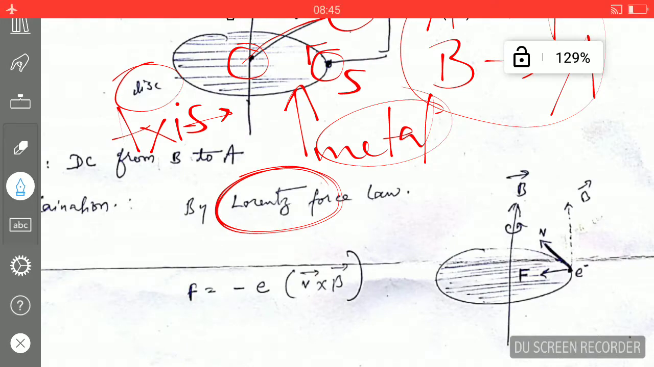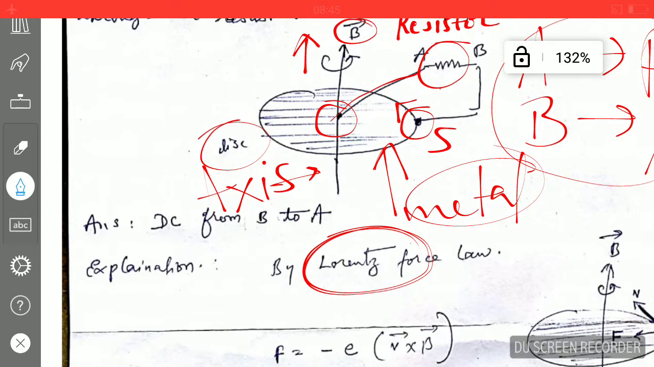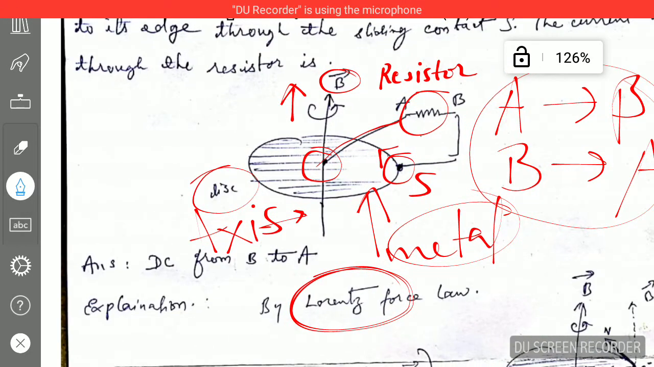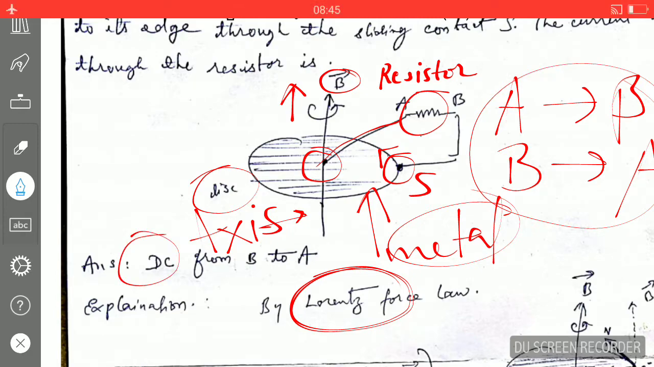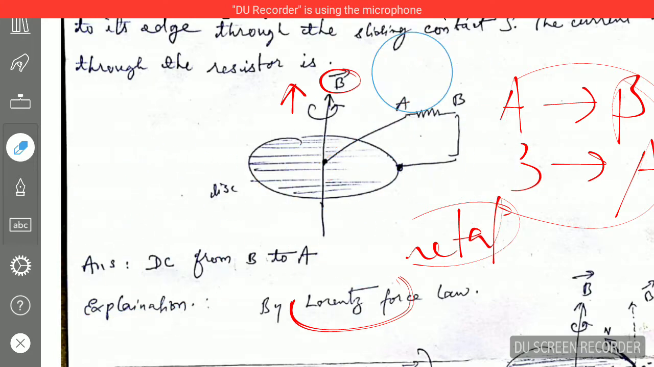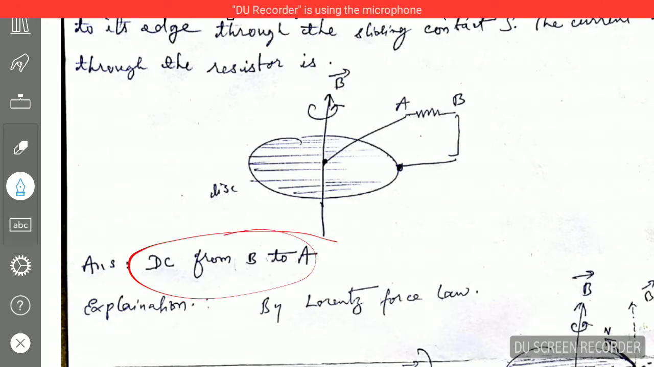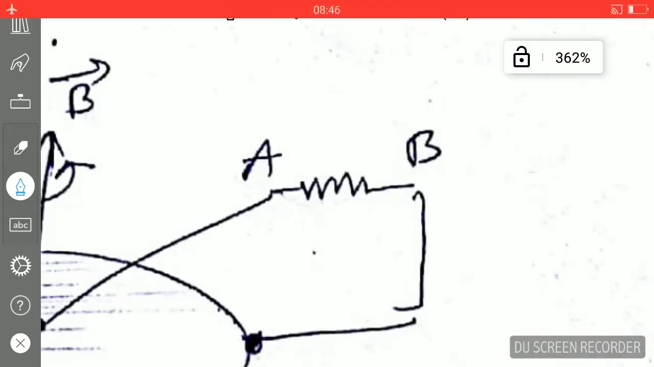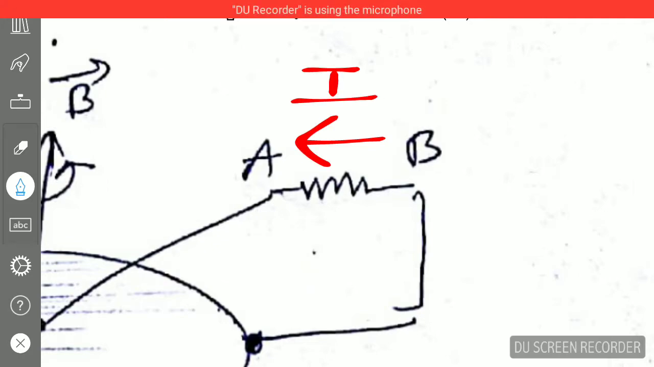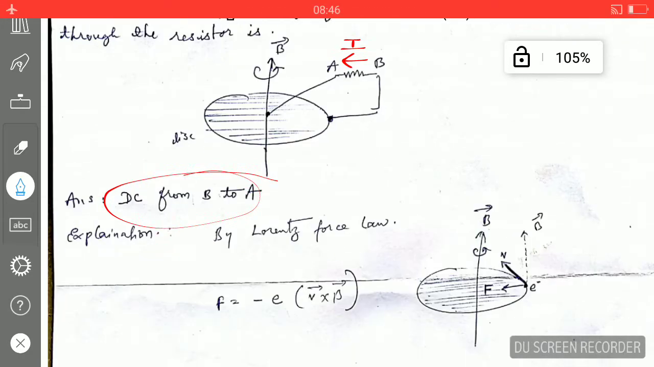Before solving, I want to tell you the answer. The answer is that the DC current will flow from B to A. So here the direction of the current will be from B to A. Let's see how we get this answer.